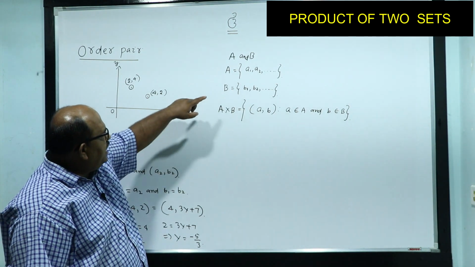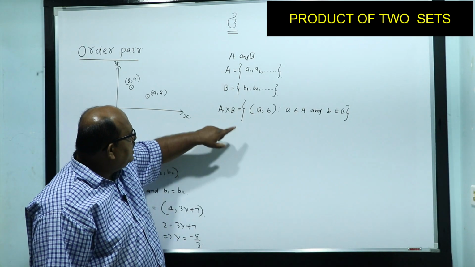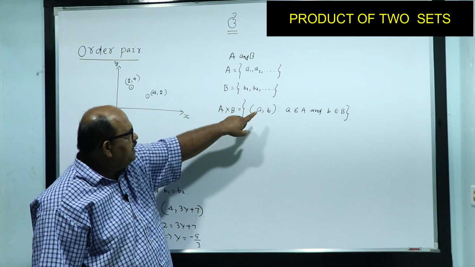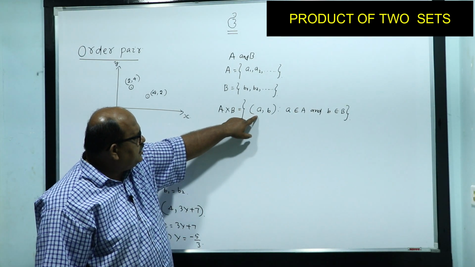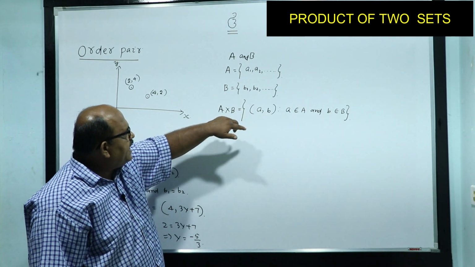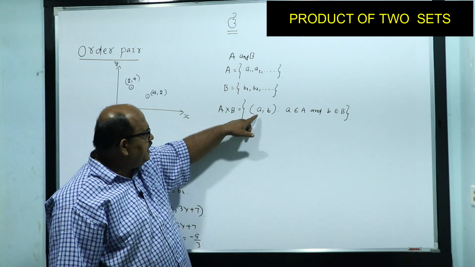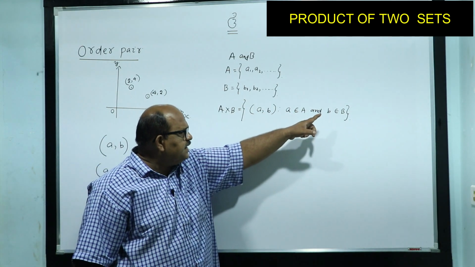Okay. The elements of set A are represented by small a. Elements of set B are represented by small b. And A into B is equal to all the ordered pairs (a, b) that can be obtained taking small a belongs to set capital A, small b belongs to set capital B.